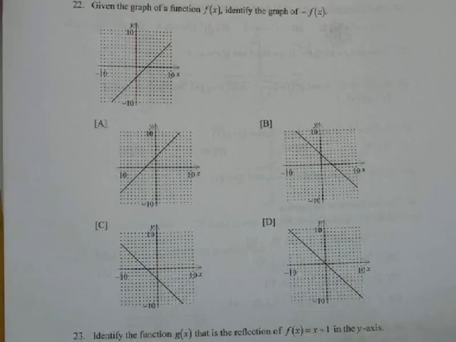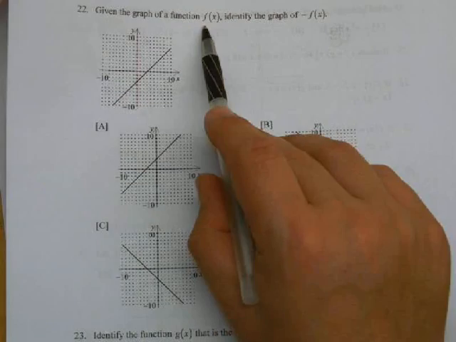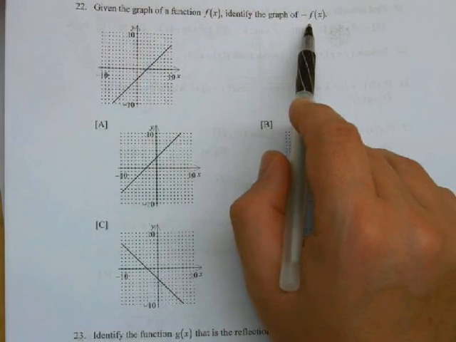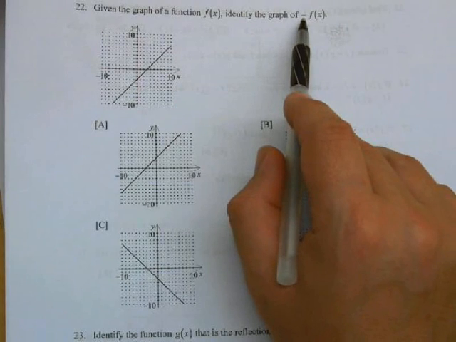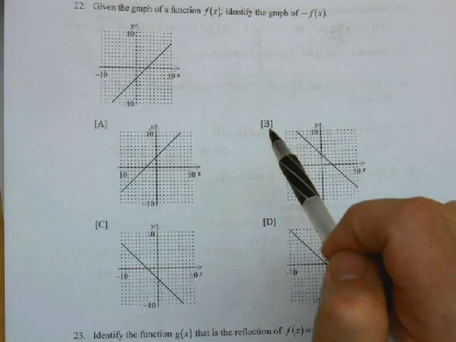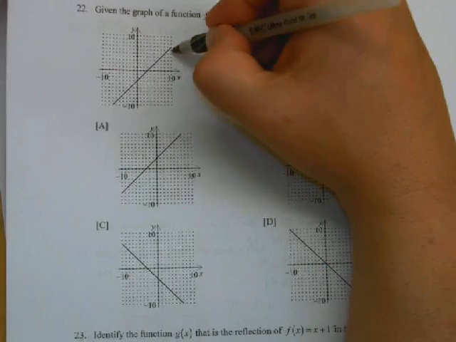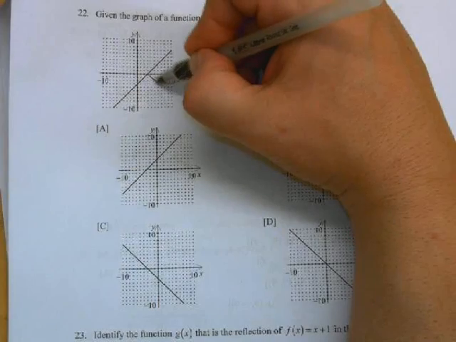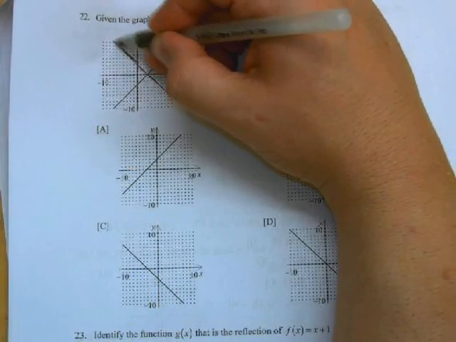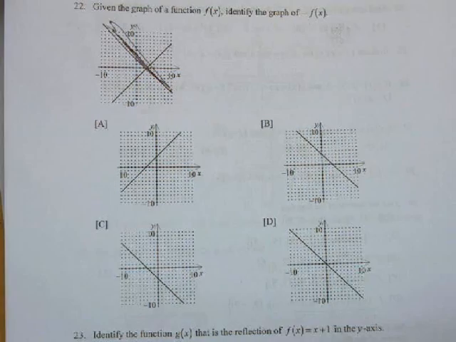Okay, number 22, I want to identify negative f of x. So you have to remember what this does. What negative f of x does is simply reflect it over the x-axis. So which of these is a reflection over the x-axis? Well, you can just sketch a reflection on the original graph, and you can take a look which one of those matches. Well, it definitely looks like B.